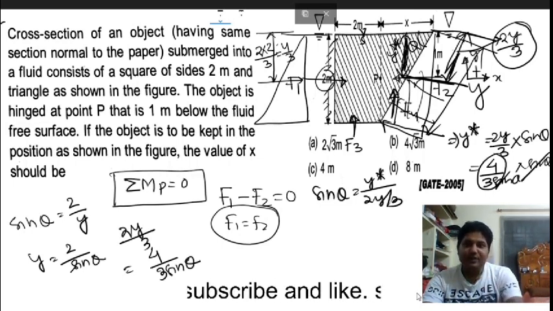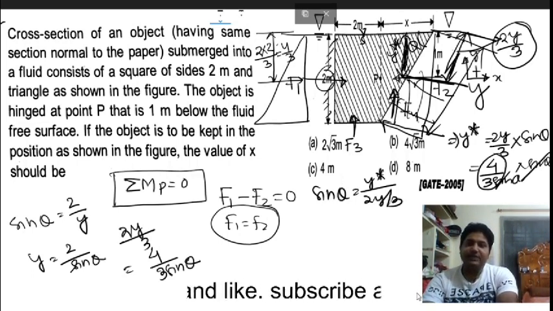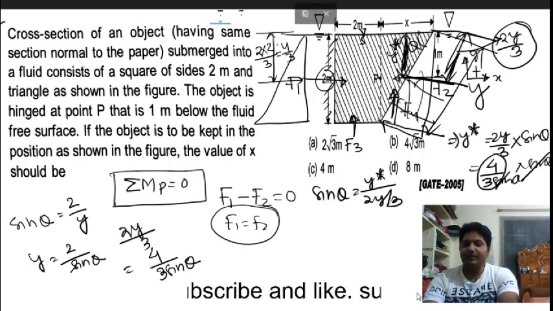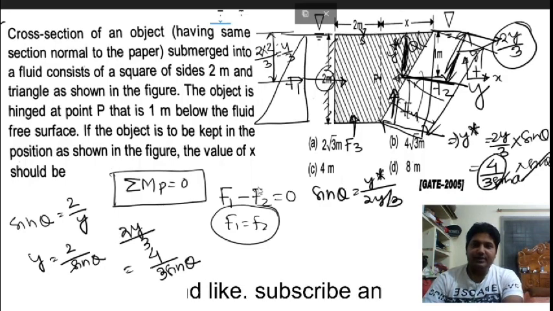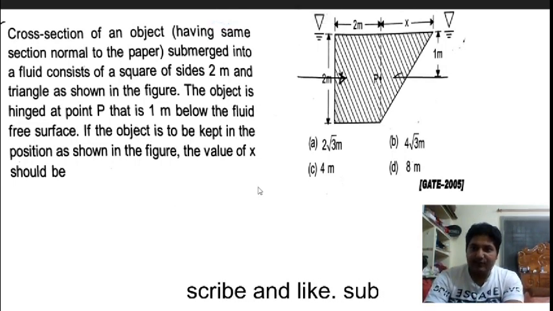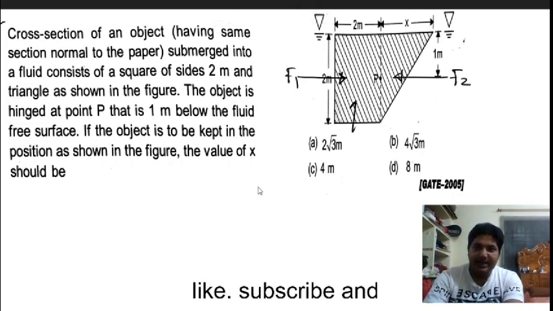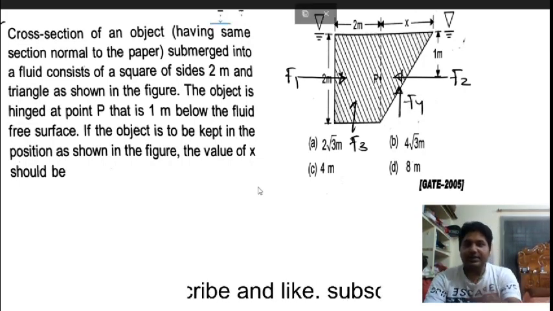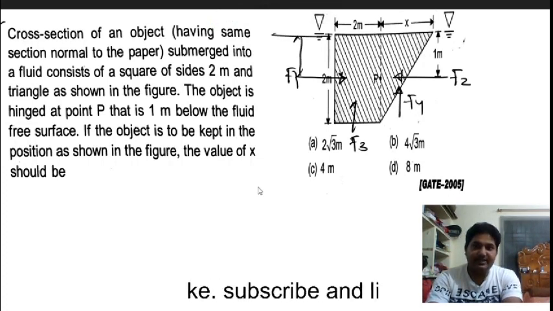Meaning these two forces cannot generate any moment about this point P, because the lever arm is the same for these forces. These two forces cannot generate any moment. So this is the F1 force and this is the F2 force. Suppose this is my F3 and this is my F4. These two forces cannot, because they are acting at the same distance, a distance of 4 by 3 meter.